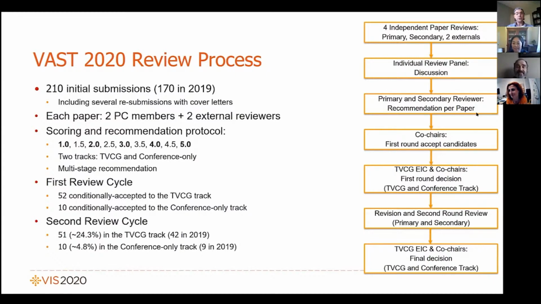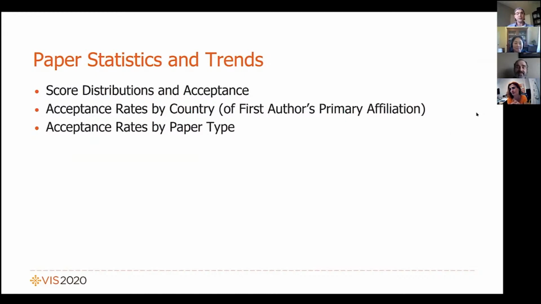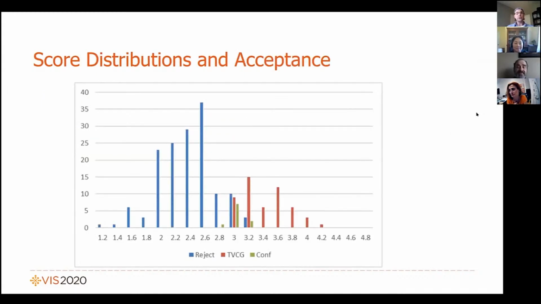After the second round review, we had 51 papers that were finally accepted to VAST 2020 through TVCG, and 10 in the conference only track, giving us an overall acceptance rate to VAST of about 30%. And we can take a look at the different paper statistics and trends. So the score distributions and acceptance, here we see the histogram.